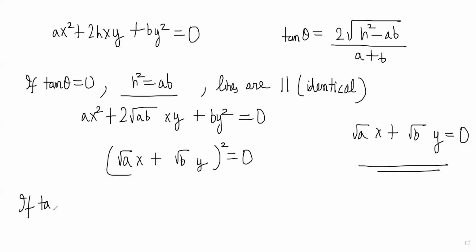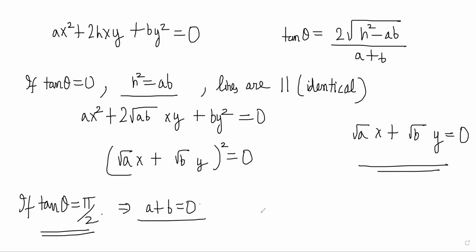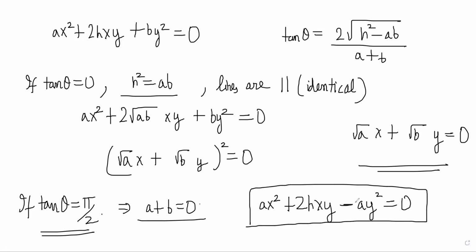If tan theta is equal to pi by 2 or 90 degree, so the angle between the straight lines is supposed to be 90 degree, then you can see that from here it follows that a plus b must be 0, right? So the equation of pair of straight lines will represent two perpendicular lines if the equation looks like this: ax square plus 2hxy minus ay square equals 0. Notice here that the b coefficient is minus a. In that case, this homogeneous equation represents two perpendicular straight lines, right?